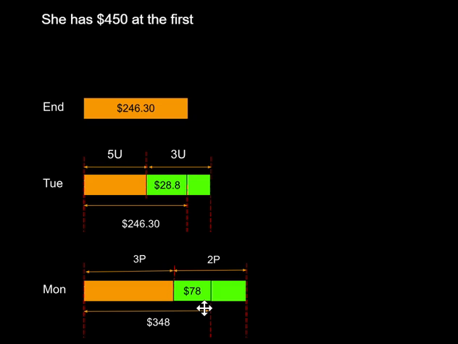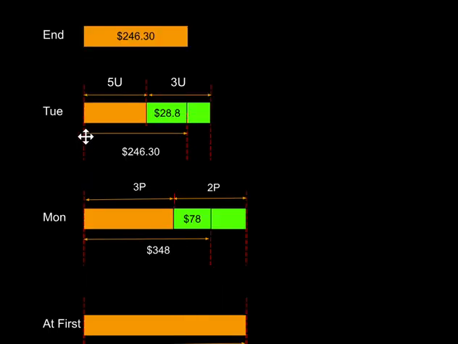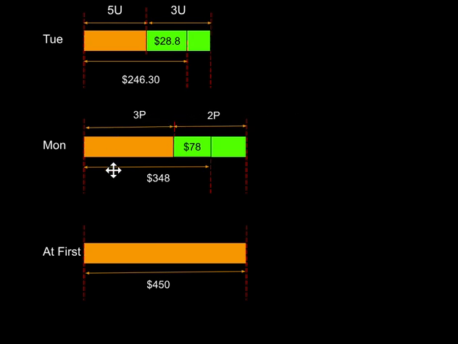To recap, this is how the model will look. You start drawing from the end. You find what happened on Tuesday. The only thing you need to take note of is that the $28.80 is part of the 246.30. It also belongs to part of the 3 units that were taken out. And you repeat for Monday, and you will be able to find how much she had at first.